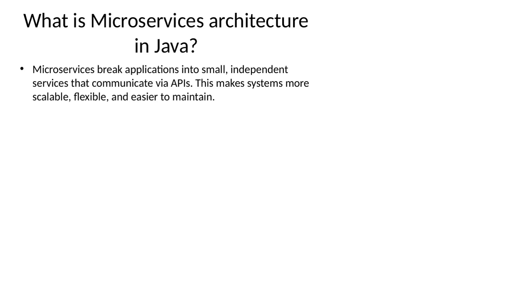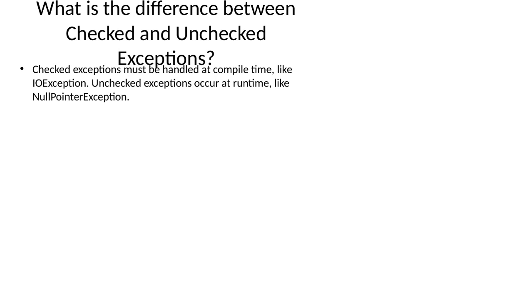This is especially relevant in Java, where combining microservices with frameworks like Spring Boot can speed up building scalable and flexible systems. In Java, exceptions are divided into two main types: checked and unchecked.